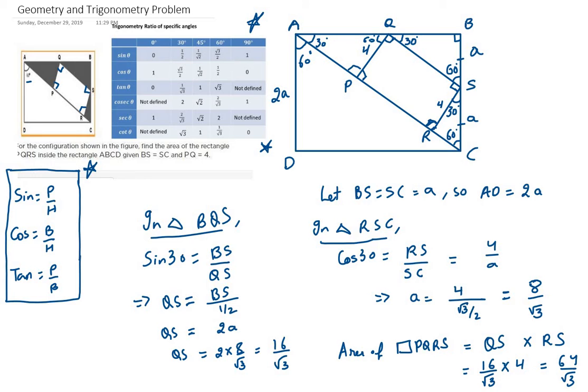Let me start from the left side, from here. A few concepts are: sine of any angle is perpendicular upon hypotenuse. Let's say we have some right triangle where the angle is theta. Sine of theta will be perpendicular upon hypotenuse. Cos of theta will be base upon hypotenuse. Tan of theta will be perpendicular upon base. So just remember these formulas, which are very important if you are solving any trigonometric problem.